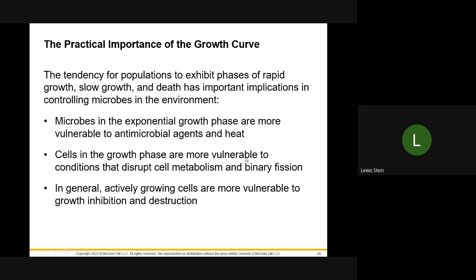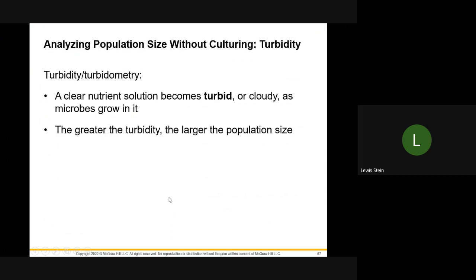Cells in growth phase are more vulnerable to conditions that disrupt cell metabolism. That's what I mean. They're more susceptible because they're uptaking more of whatever the treatment is. They are more vulnerable in general to inhibition and to destruction. That's really the take-home area that I think is associated with this.